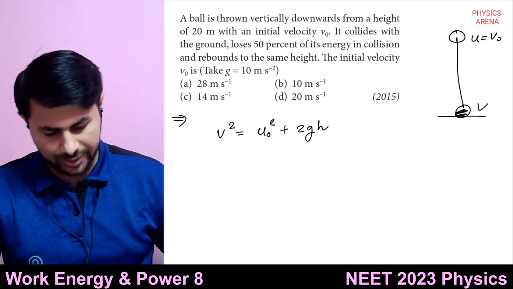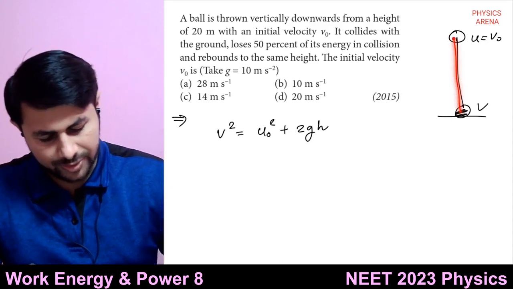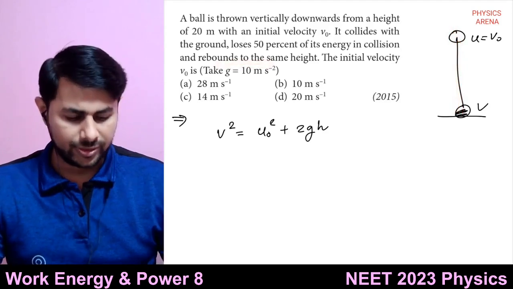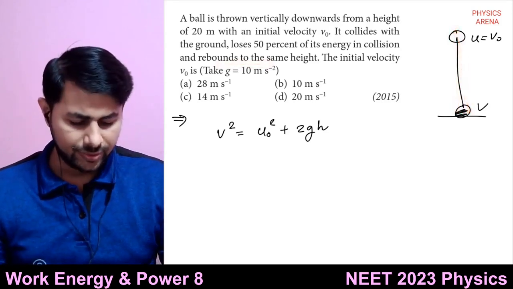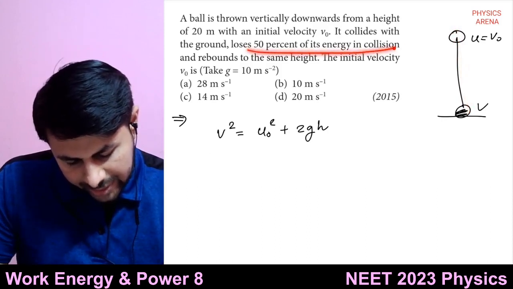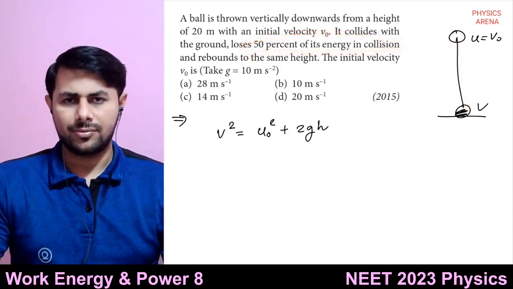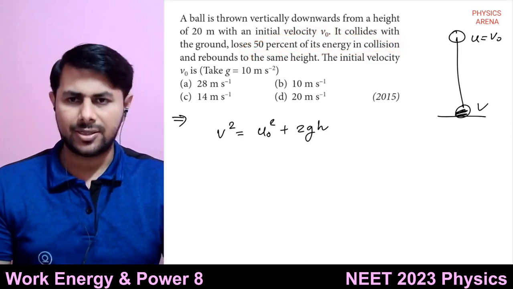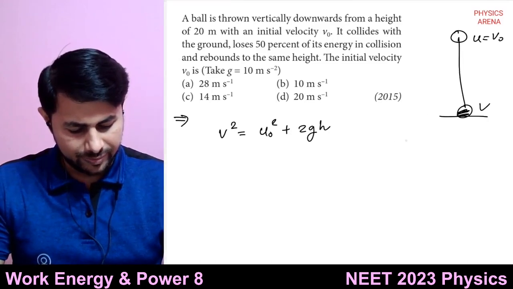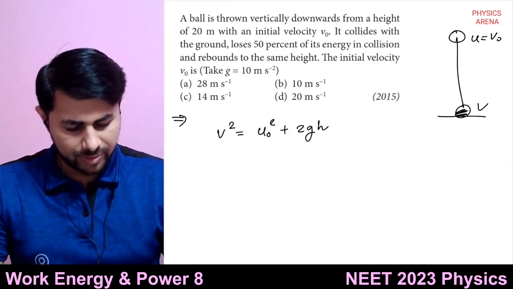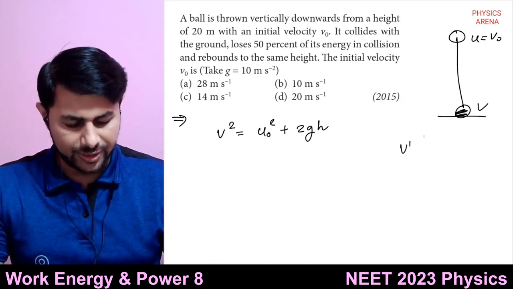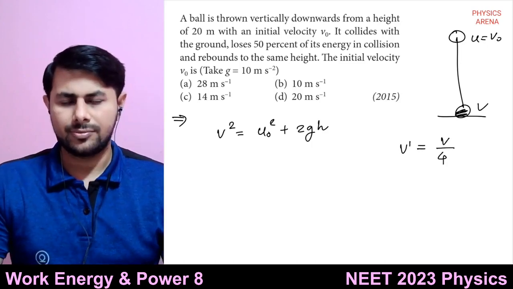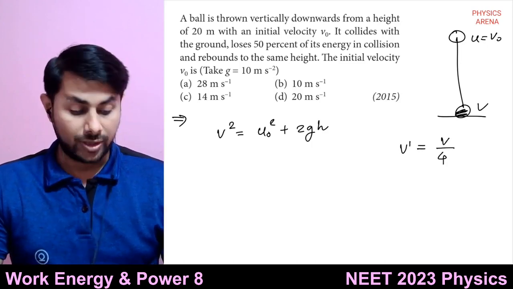Okay, and again what is given? That it rebounds to the same height. It rebounds to same height h. But now 50% of its energy is lost. Okay, 50% of kinetic energy is lost. So if 50% of kinetic energy is lost, that means you can say what? Okay, so the speed with which it rebounds, v dash, will be equal to what? v by 4. Sorry, v by root 2.